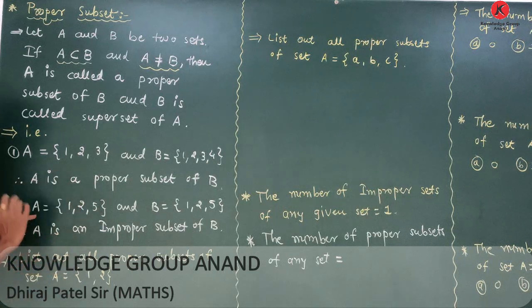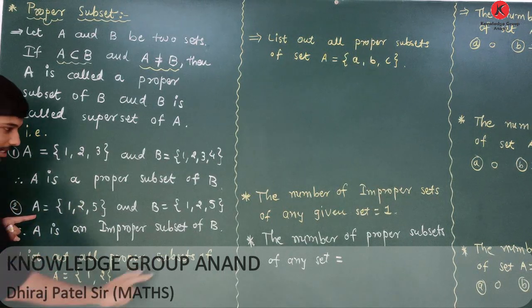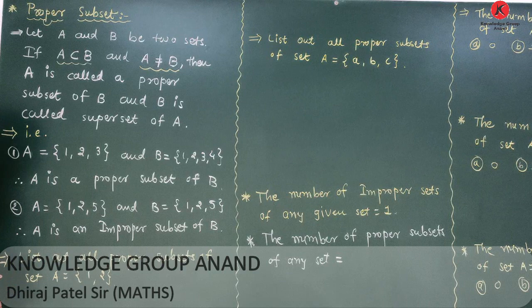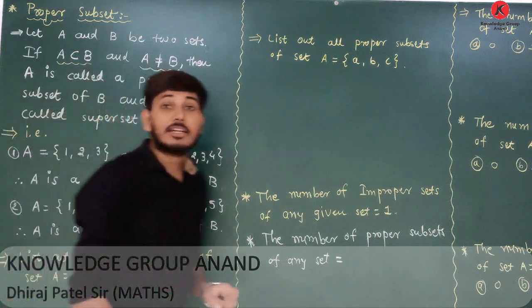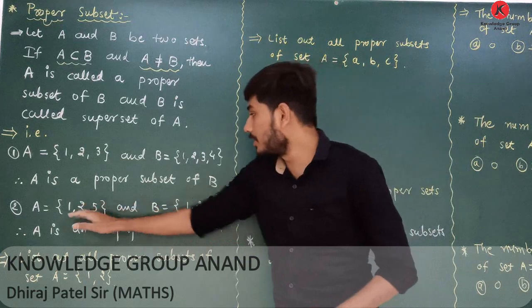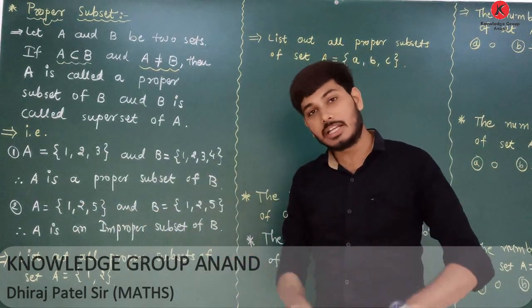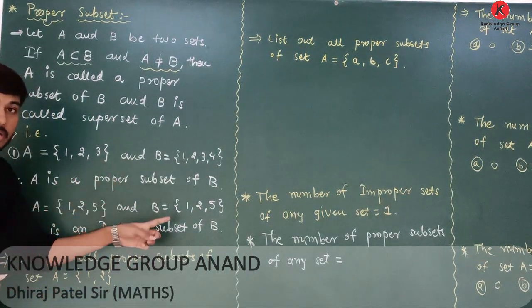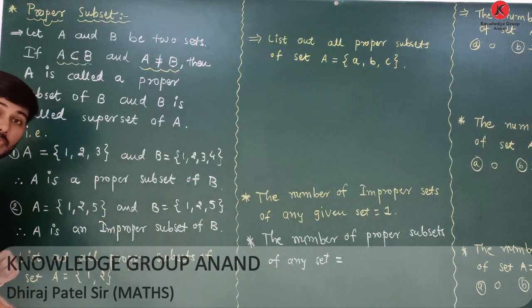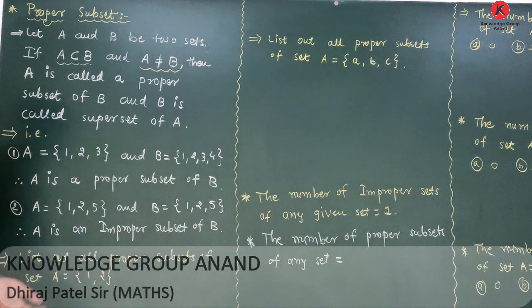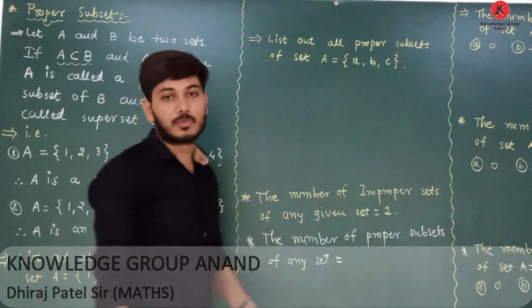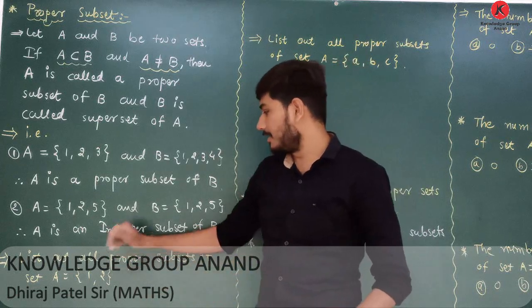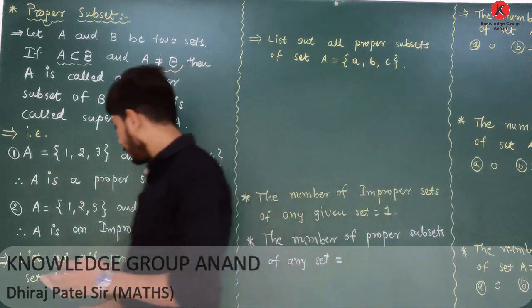Now, 1, 2 and 5 are elements of set A as well as elements of set B also. Therefore, they are equal sets because all the elements of set A and B are equal. Therefore, set A equals B. So here A is a subset of B and A equals B. Then A is an improper subset of B. If A is not a proper subset, then we can say that it is an improper subset of set B.